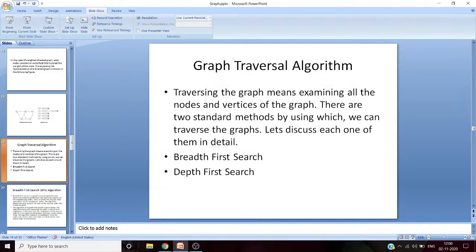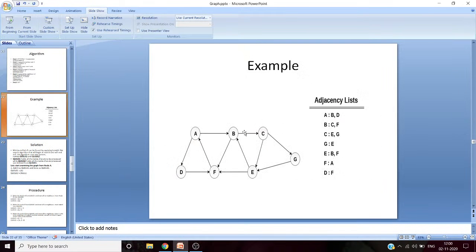This is the graph. There are two graph traversal algorithms. Why do we need to traverse the graphs? We have to follow two kinds of traversal to visit each and every node, examining all the nodes and vertices of the graph. Two standard methods are there: one is breadth first search and the second one is depth first search. I'll directly go to the BFS example so that you can understand how the algorithm works. Just follow me.